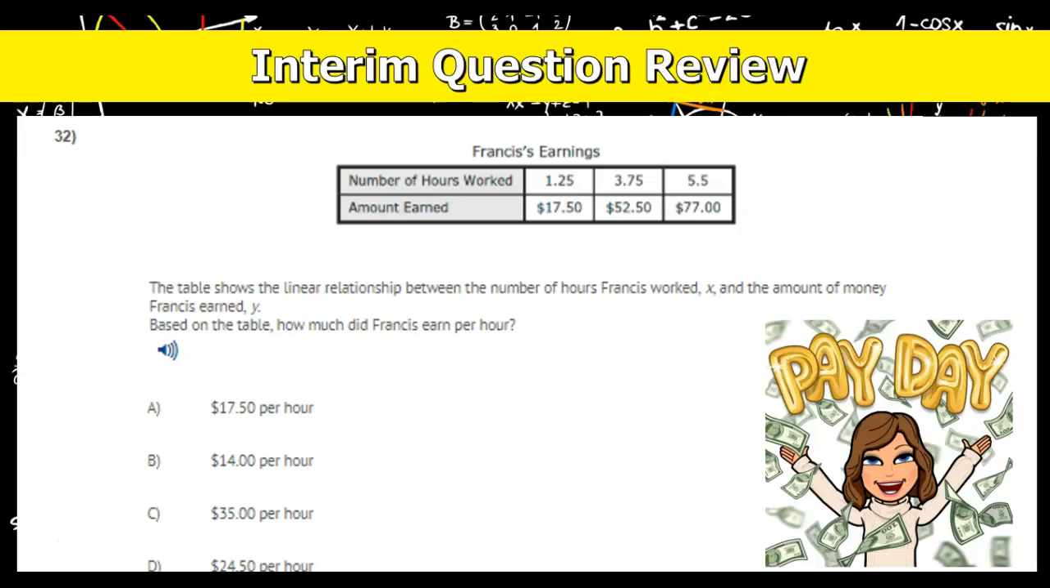All right, then this was question number 32 from the interim. It says the table shows the linear relationship between the number of hours Francis worked, X, and the amount of money Francis earned, Y. Based on the table, how much did Francis earn per hour? So press pause, work this one out.